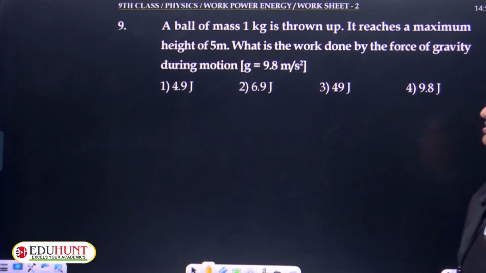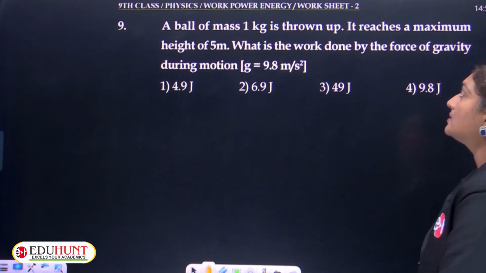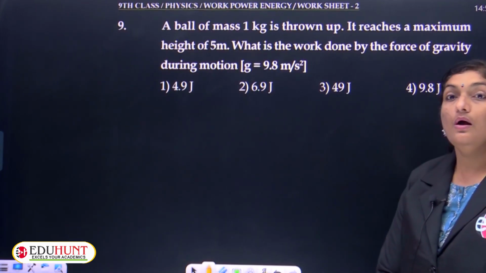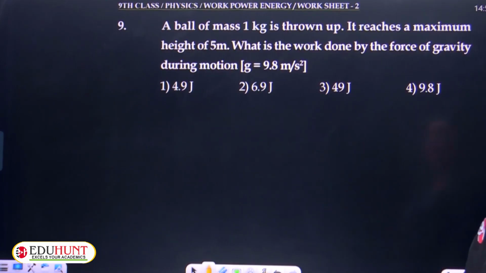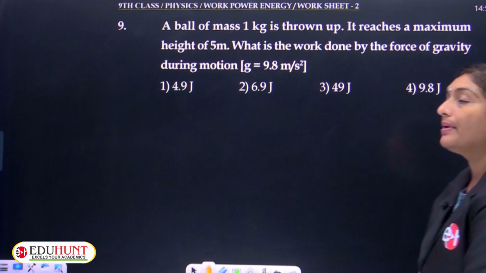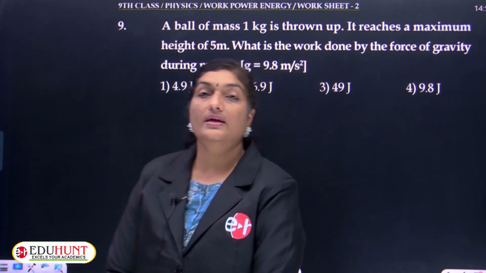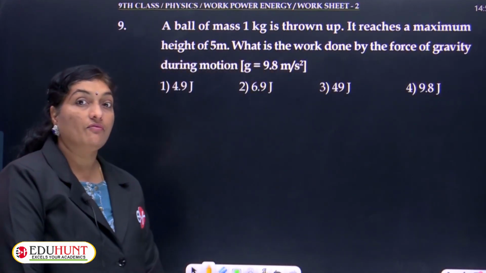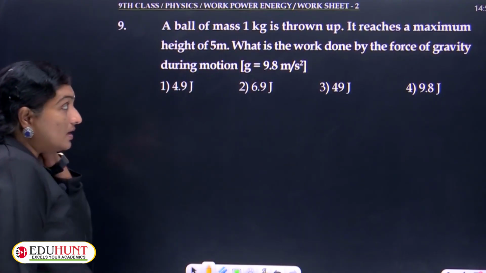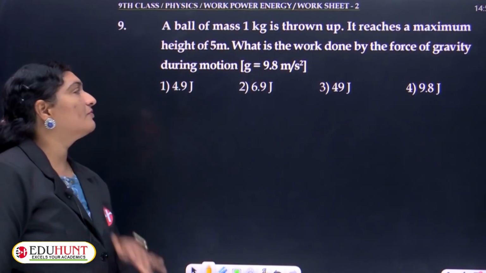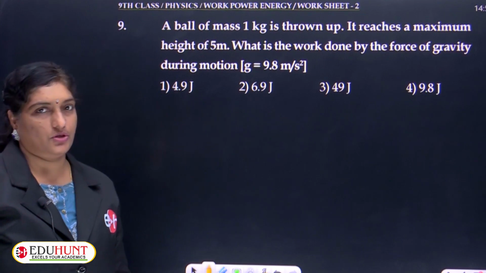So moving with the next question, 9th one. A ball of mass 1 kg. What is the mass? 1 kg ball of mass is there. It reaches a maximum height of 5 meters. What is the height through which the ball is raised? 5 meters. So what is the work done by the force of gravity during this motion?